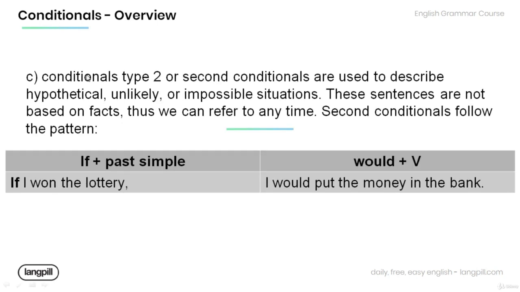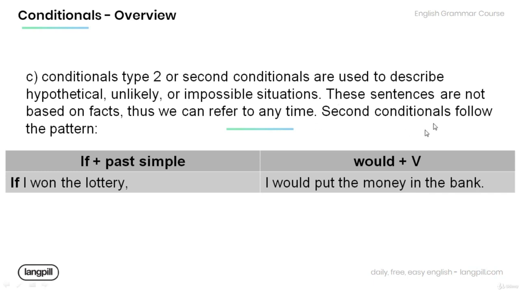C. Conditionals type 2 or second conditionals. Now these conditionals are used to describe hypothetical, unlikely, or even impossible situations. These sentences are not based on facts, thus we can refer to any time.